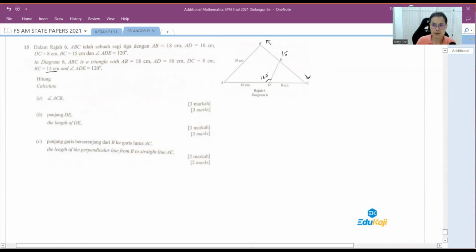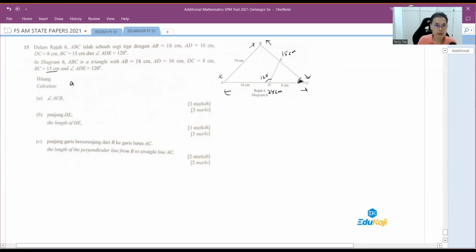So I don't need 120 for now. What I need for the first part is angle ACB. ACB, that means this angle. So we know the length of all three sides. This is 18, that is 15. And if you take 16 plus 8, this is 24. Your length of AC is 24. So when you're given length of three sides and you're finding an angle, in this case, you're finding angle ACB, we can use cosine rule.